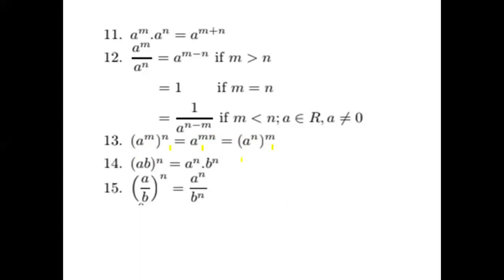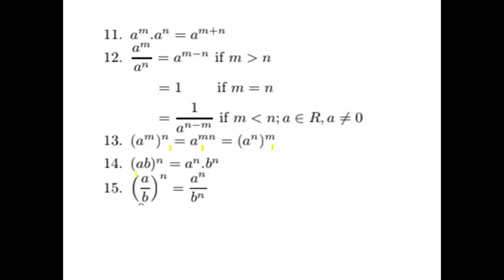Whenever I ask you what is 2 raised to 4 raised to 2, what do you say? 2 raised to 8. Very good. You will not say 2 raised to 4 raised to 2 means 4 squared. This is wrong. Originally 2 raised to 4 and raised to 2, those powers are multiplied. So 2 raised to 8.